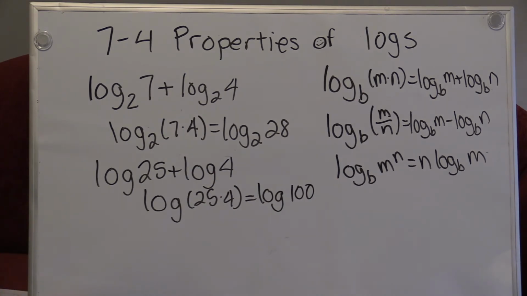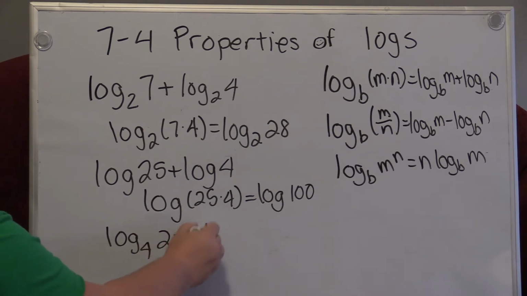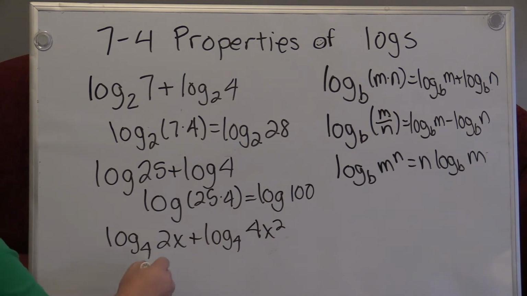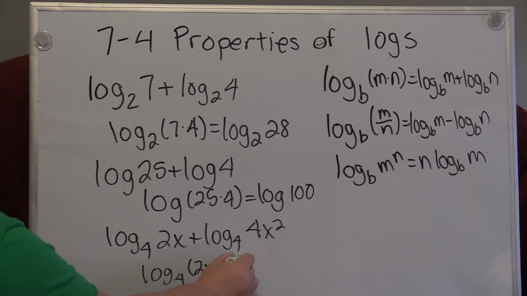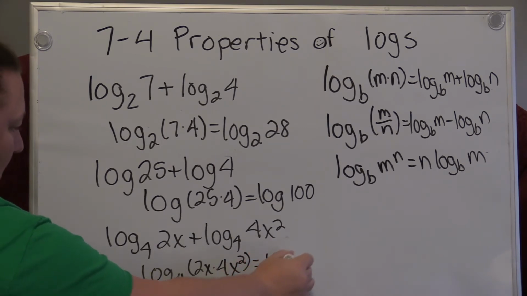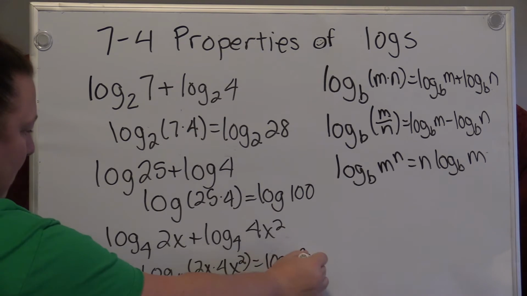The third product property example I'm going to do says this: the log base 4 of 2x plus the log base 4 of 4x squared. This becomes the log base 4 of 2x times 4x squared, or simply the log base 4 of 8x cubed.